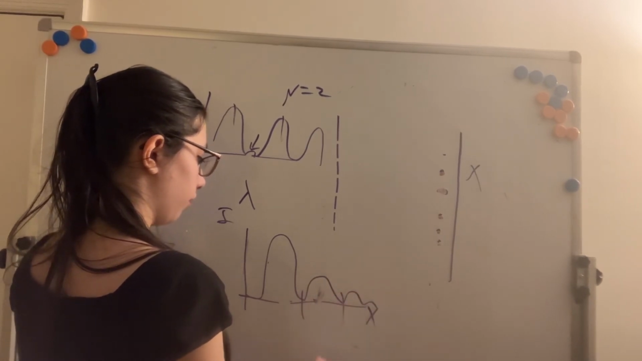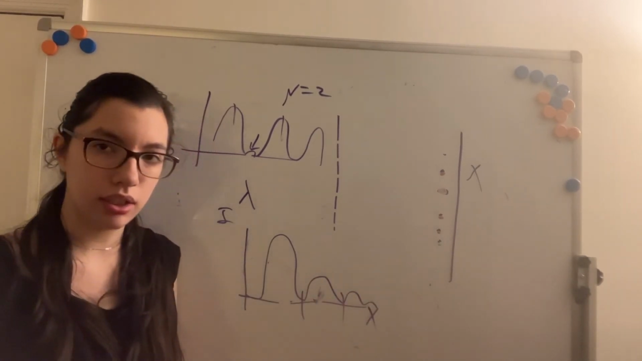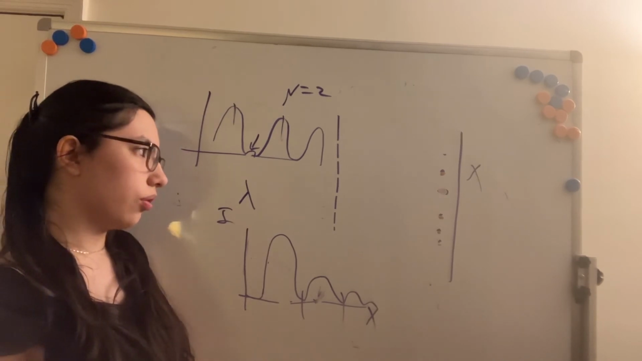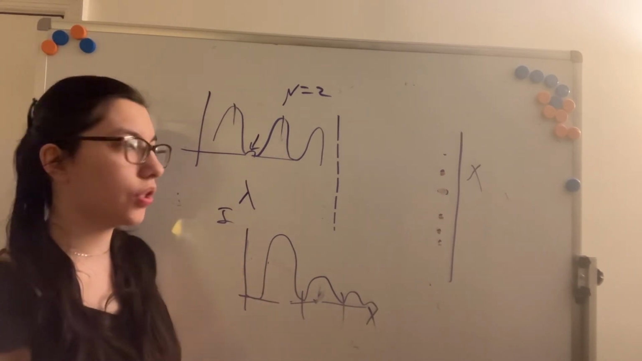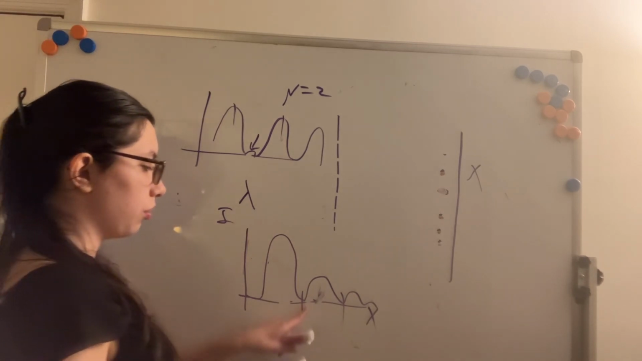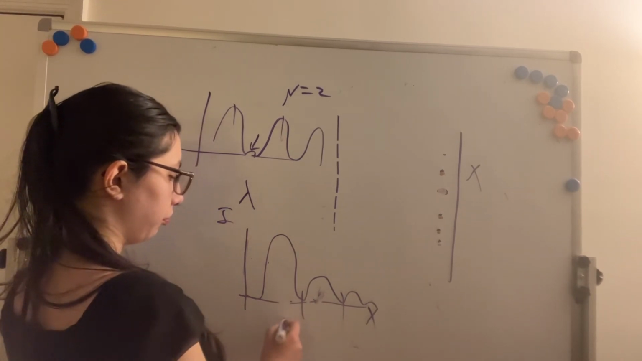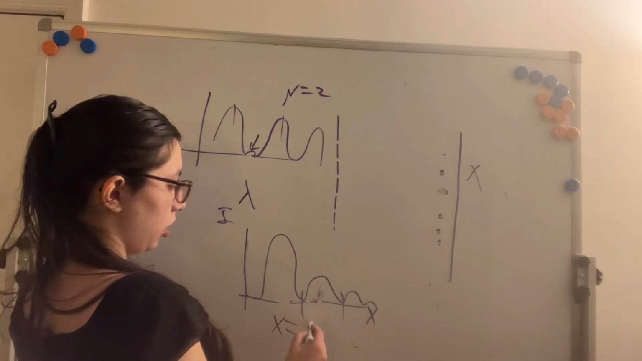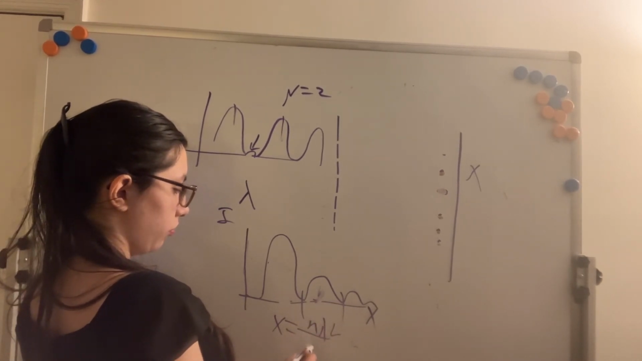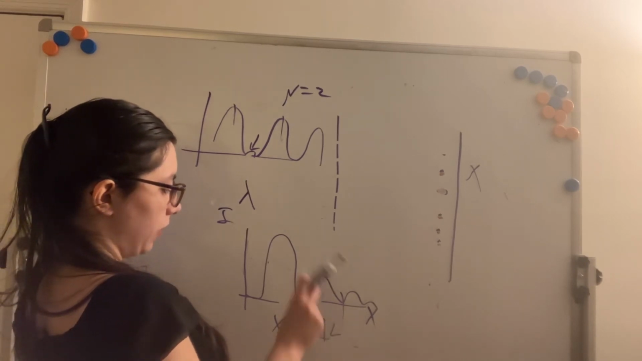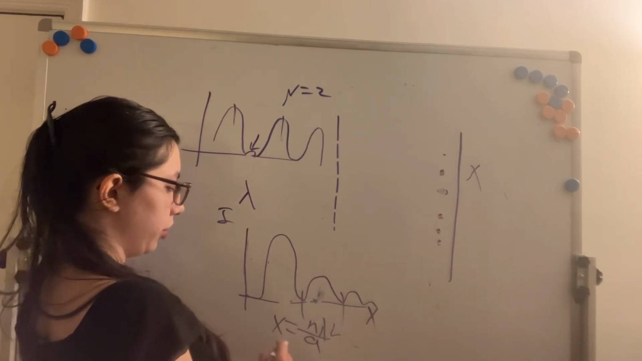And here the destructive interference, and the formula for the minimum in the single slit experiment is the same as for the maximum in the double slit experiment. And so here this x is n lambda L over the width of the aperture, that is a.